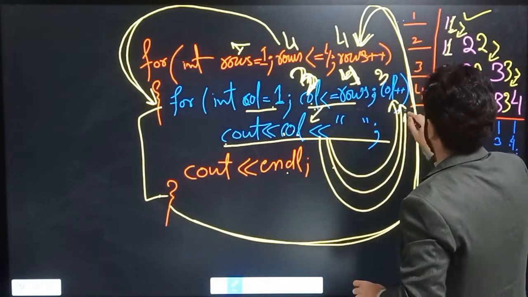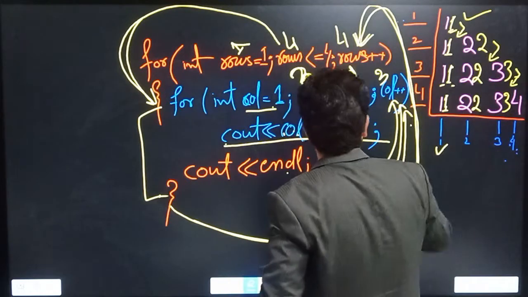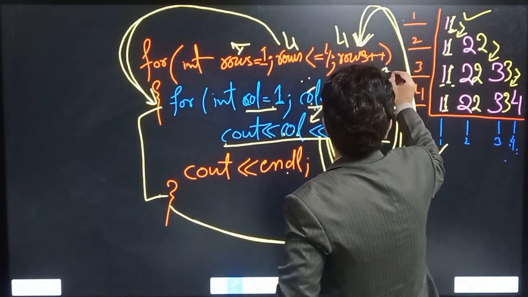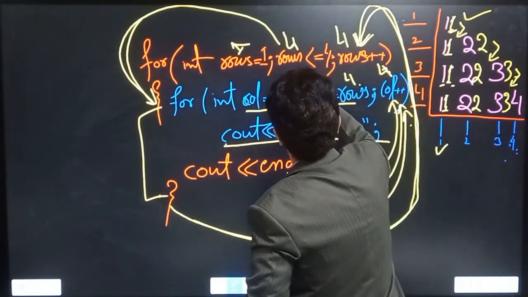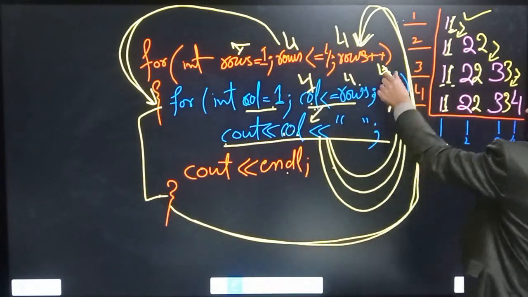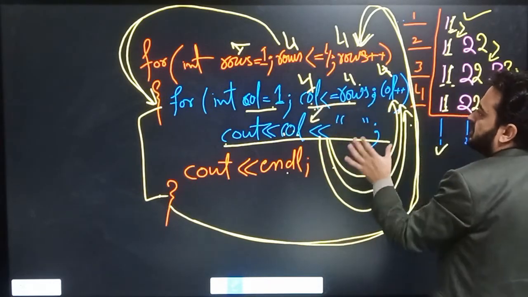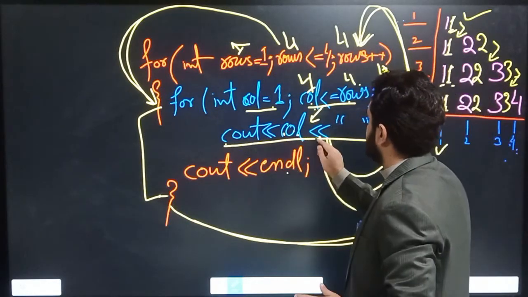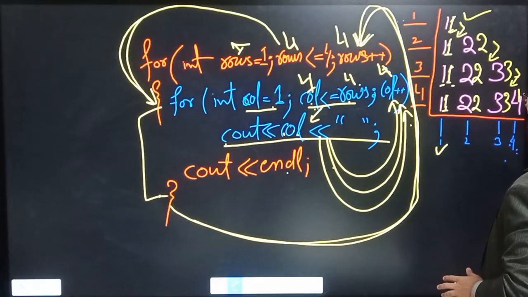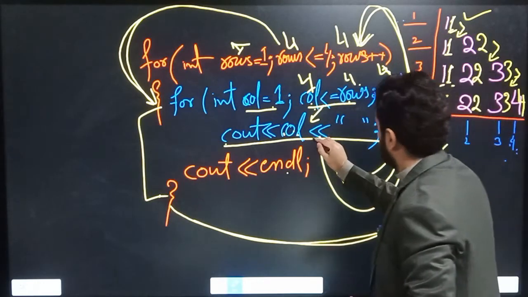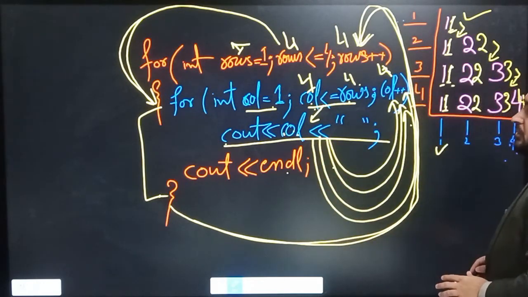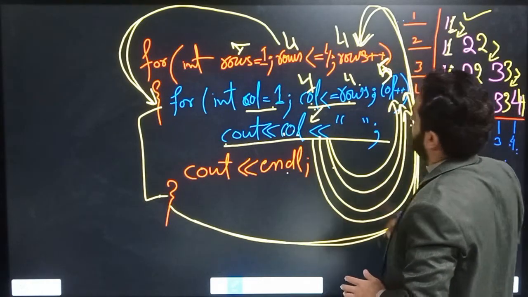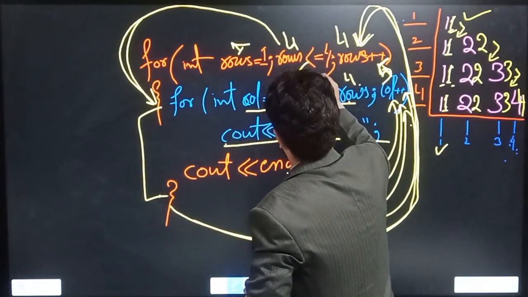Then the execution will come again to the column plus plus and the value of column will be updated from 3 to 4. So now the condition will be checked. 4 is less than or equal to rows. Yes, 4 is equal to 4. So the body will be executed and we will see 4 on the screen along with a space. Then execution will again come to the column plus plus and the value of column will become 5.